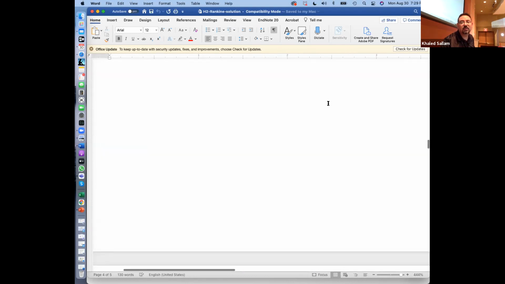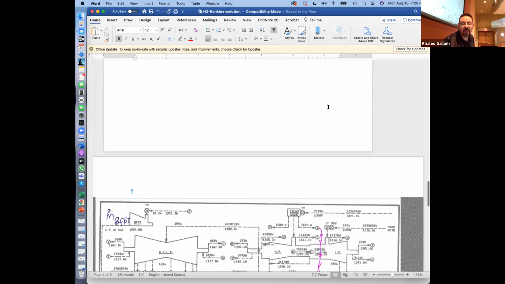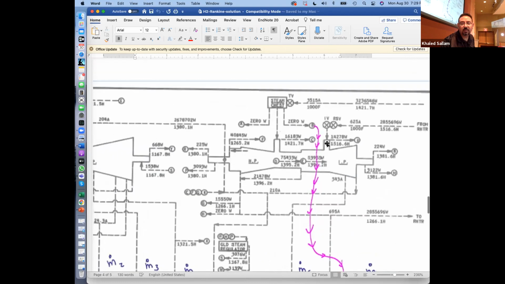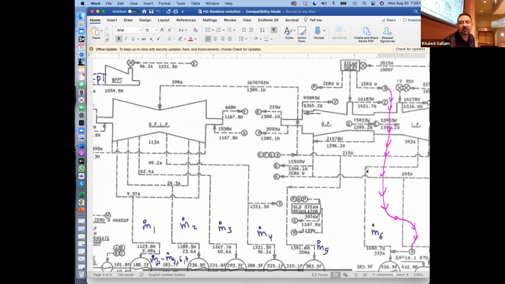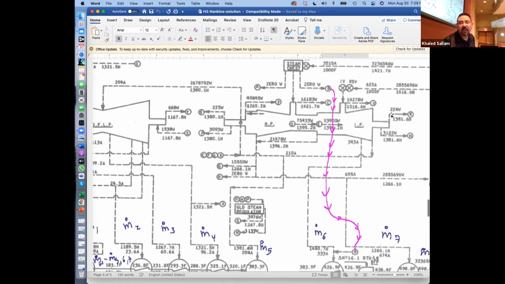Right? 1,000, look at the temperature. I don't know why every time I try to make it bigger. You come back again at 1,000. So the first time you came from the boiler, you came at 1,000, and the second time you came also at 1,000.